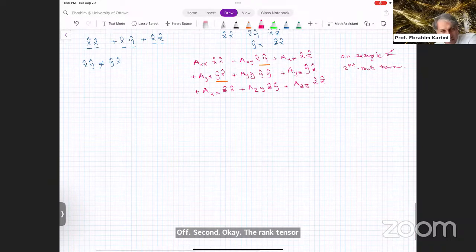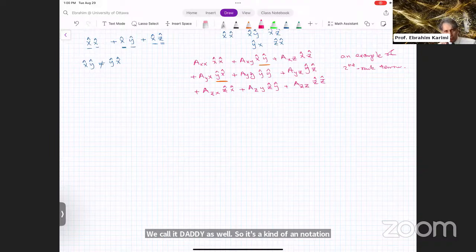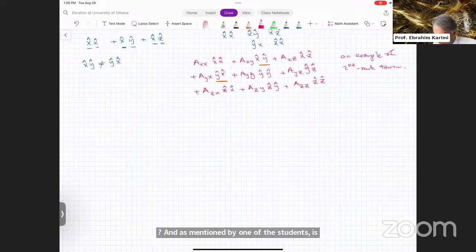We call it dyadic as well. It's a kind of notation where you keep two vectors together, but the sequence of the vectors is very important for you: which one is coming first, which one is coming second? And as mentioned by one of the students, these are non-commuting vectors. Now, I will give one example.